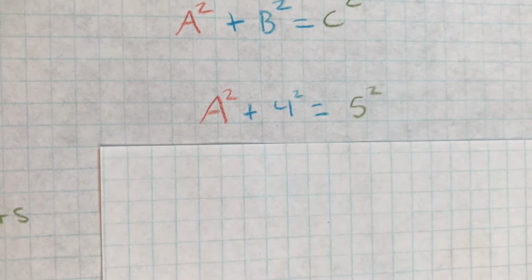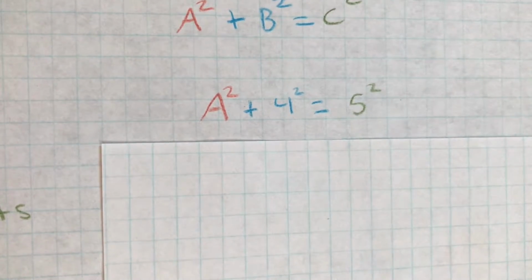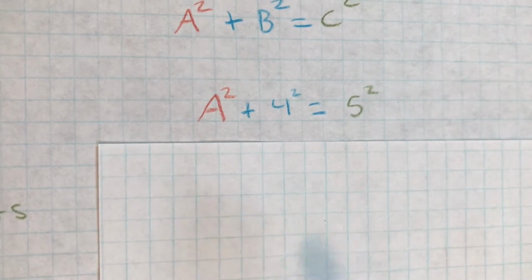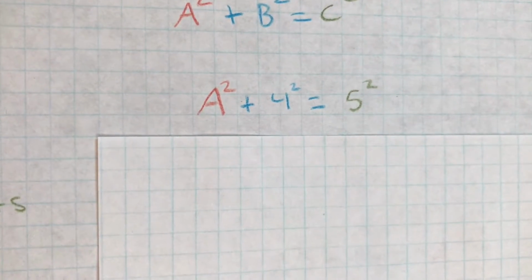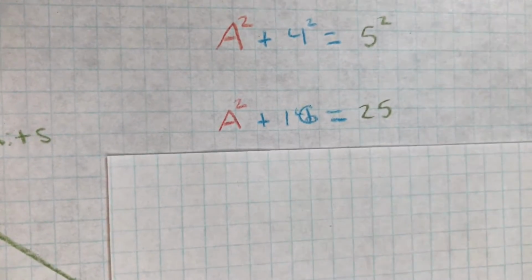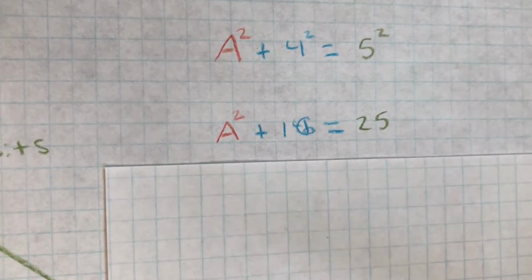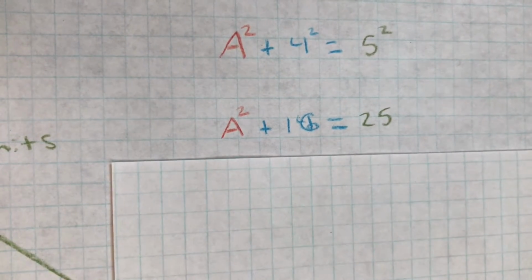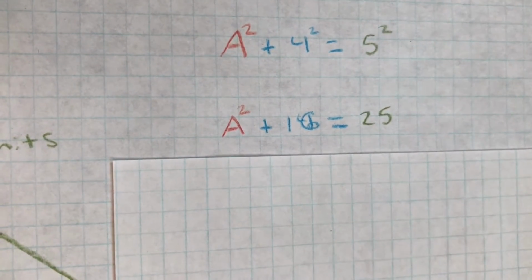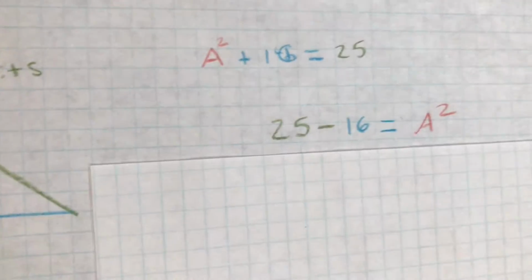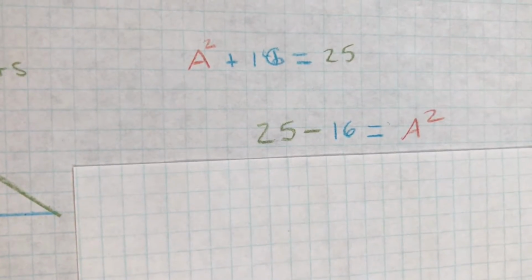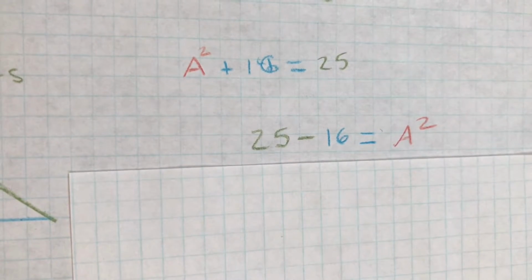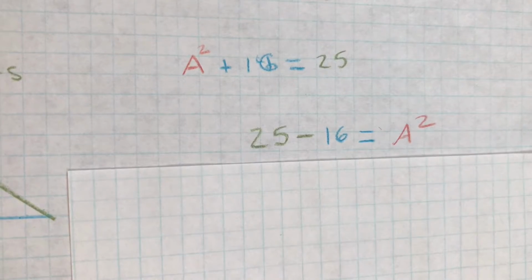For this one, you'd leave the a squared blank and plug in the b squared, which would equal 4 squared, and the c squared, which would equal 5 squared. Then you just continue to solve. a squared plus 16 equals 25, because 5 squared equals 25 and 4 squared equals 16. Then you'd do some subtraction. 25 minus 16 would then equal the a squared, because a squared plus 16 equals 25.